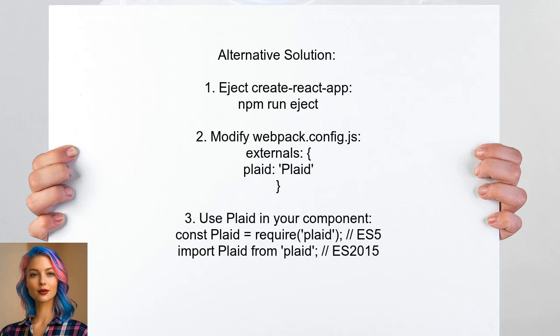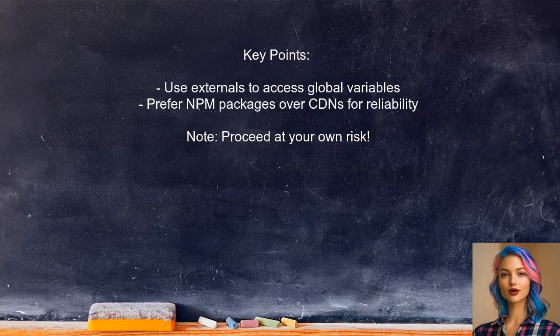After ejecting, add an externals key in the webpack.config.js file to declare the global variable. The externals configuration allows you to use the global variable from the CDN as a module in your project. However, the user advises preferring an NPM package over a CDN for better reliability.